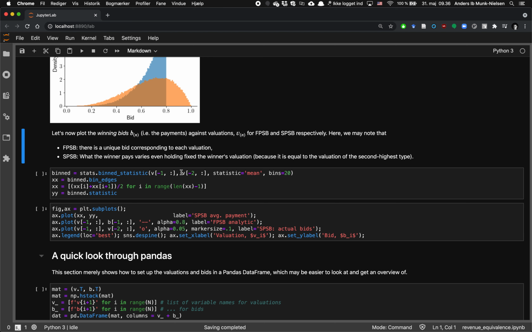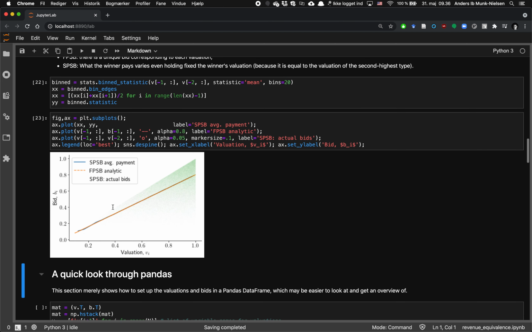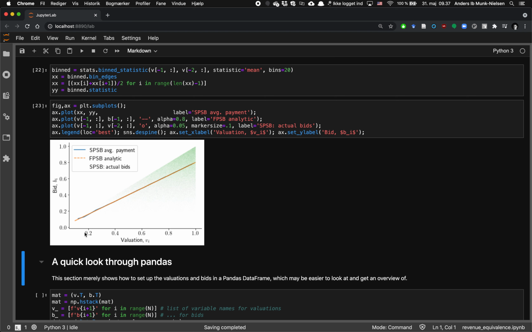All right, so now let's do a little bit more plotting. So what we're going to do now is what we want to show. Let me show you the graph first, and then we can talk about how we construct it. We're going to have on the x-axis the valuation, and on the y-axis the bid. And we're going to be comparing the second price sealed bid to the first price sealed bid.